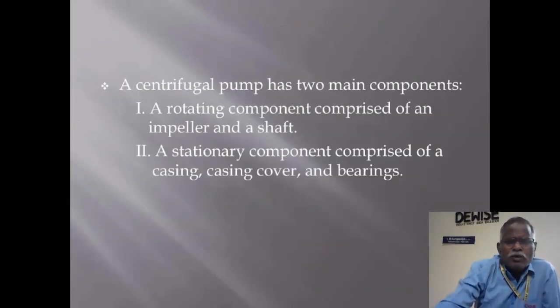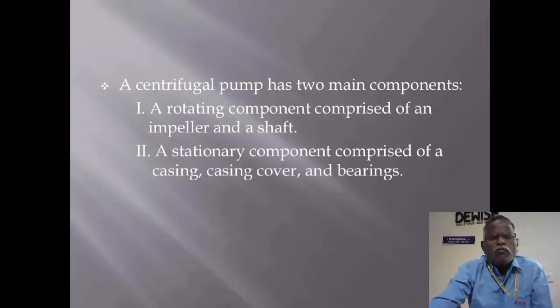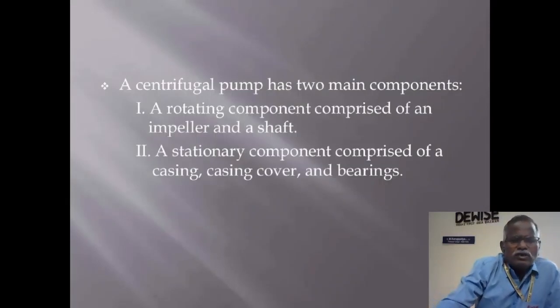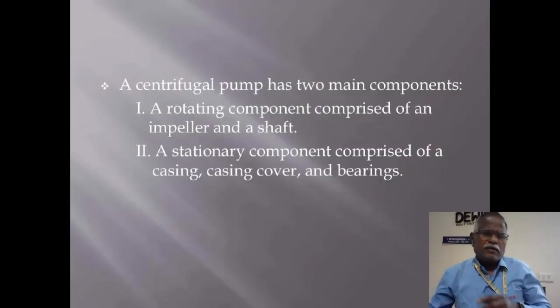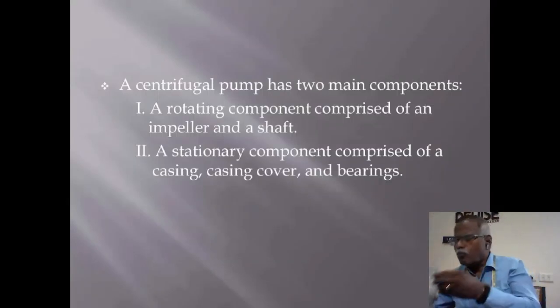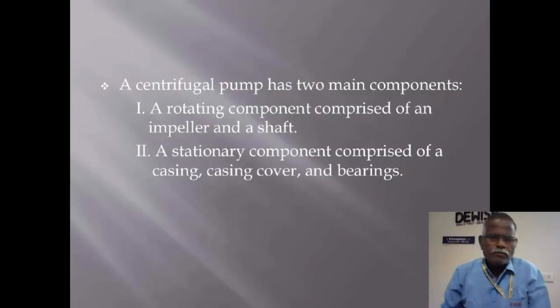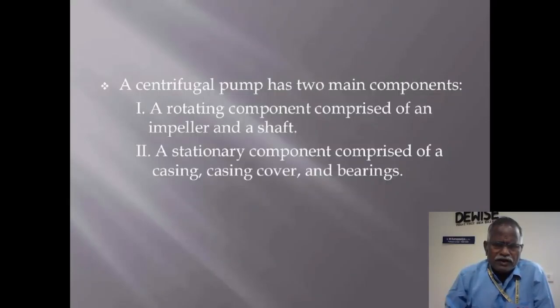A centrifugal pump has two main components. One is a rotating component, another is a stationary component. The rotating component is the impeller and shaft. The stationary component is the casing, case cover, bearings, everything.